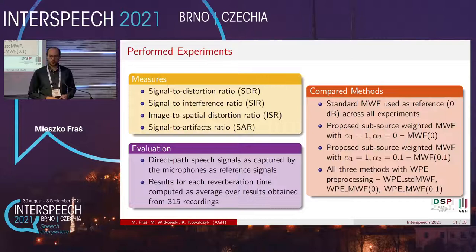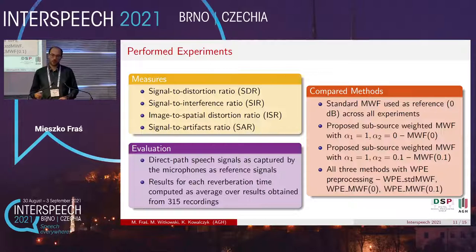And then we tested the proposed subsource weighted MWF in two scenarios. In the first, we set the coefficient for the second subsource to 0, so we basically remove the second subsource, and in the second case we set it to 0.1, so we allow a little bit of the second subsource into the image source estimation. And all three methods were also tested with weighted prediction error preprocessing.